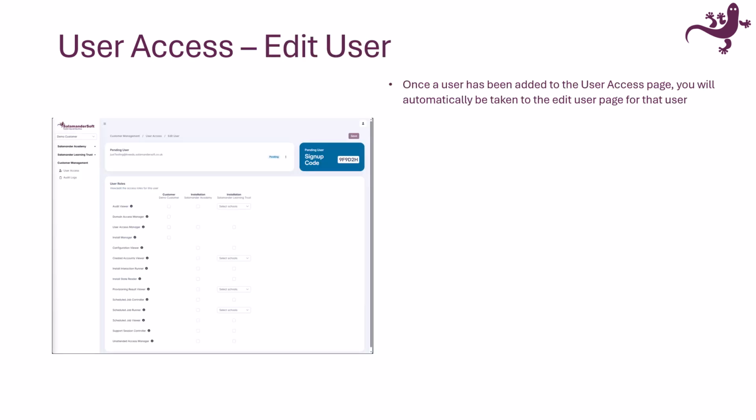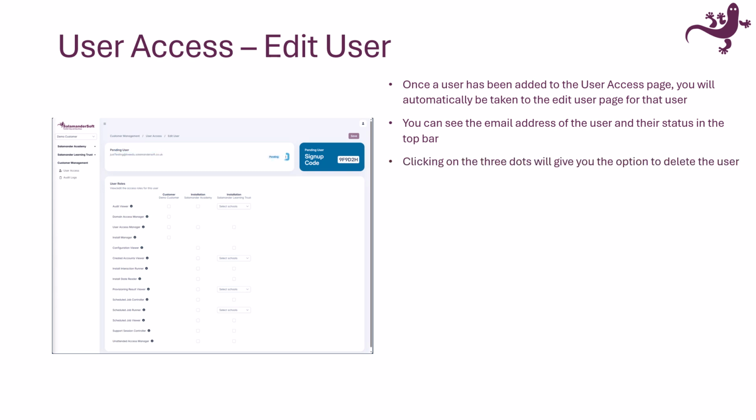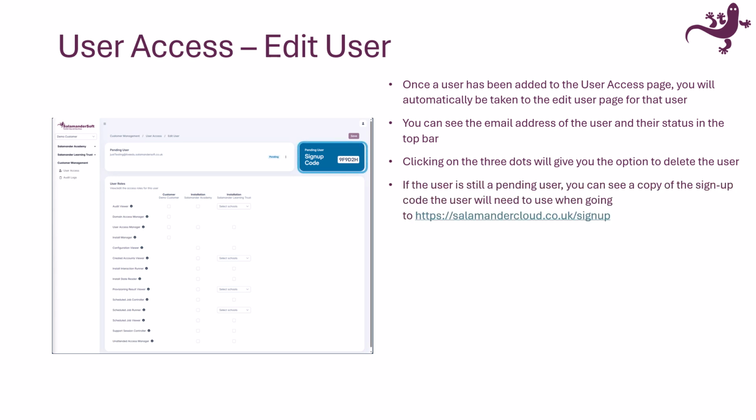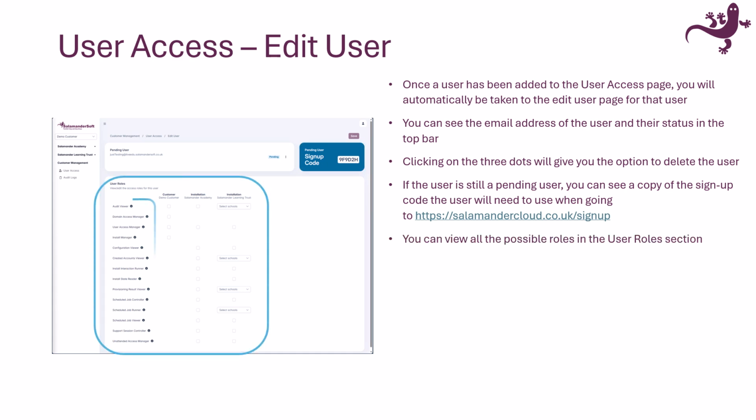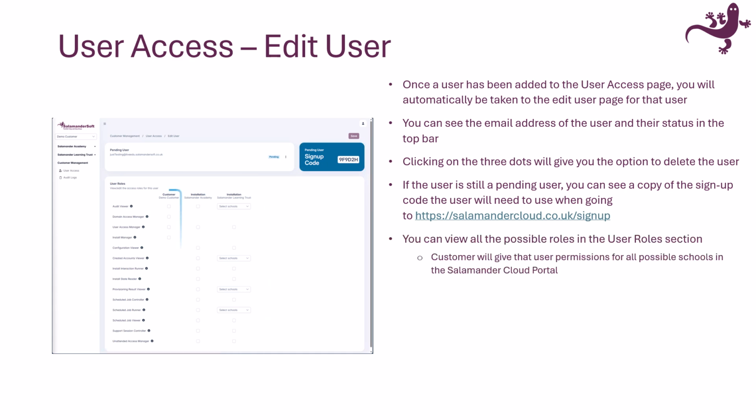Once a user has been added to the User Access page, you will automatically be taken to the Edit User page for that user. You can see the email address of the user and their status in the top bar. Clicking on the three dots will give you the option to delete the user. If the user is still a pending user, you can see a copy of the sign-up code that the user will need to use when going to https://salamandercloud.co.uk/signup. You can view all of the possible roles in the User Roles section.